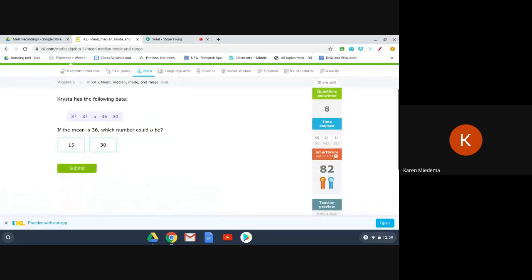Okay, let's try one like this. Krista has the following data. If the mean is 36, which number could Y be? Okay, so let's take a look at this one. So adding up all of this data, I get 37 plus 37 plus 46 plus 30. I get 150.